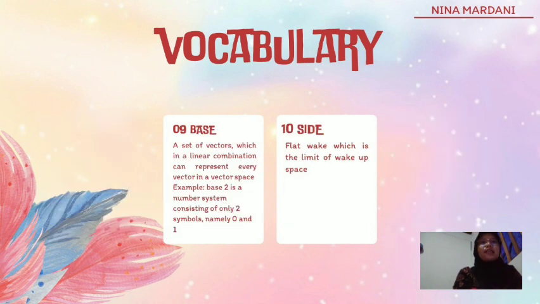Base. A set of factors which in a linear combination can represent every factor in a vector space. Example, base 2 is a number system consisting of only two symbols, namely 0 and 1. Side. A flat wake, which is the limit of wake-up space.